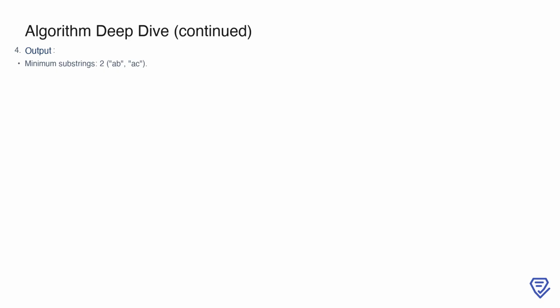The result of the process shows that the string ABAC can be partitioned into two substrings, AB and AC. This is the minimum number of substrings required, as each substring is unique and no characters reappear in subsequent substrings. By applying the greedy algorithm, we achieve this result efficiently, demonstrating the power of the optimized approach in solving the problem.